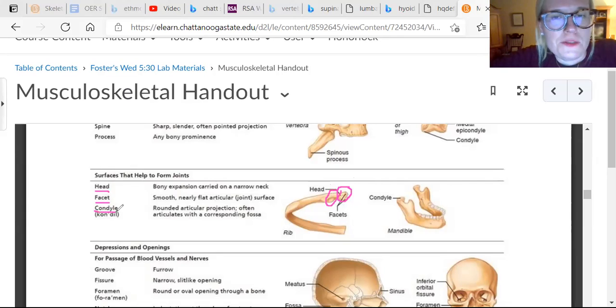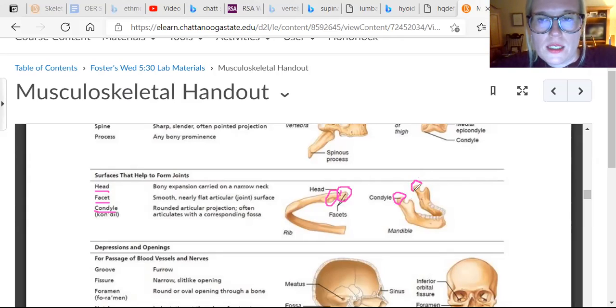A condyle, this is an example, your mandible that fits into a depression of the maxilla bone. This is the mandible, how it goes in, creates that TMJ, the temporomandibular joint, and it creates kind of like a little hinge that sits up in a little deviation or depression. So that's called a condyle.